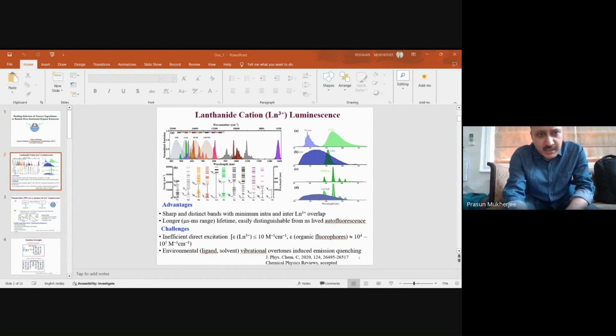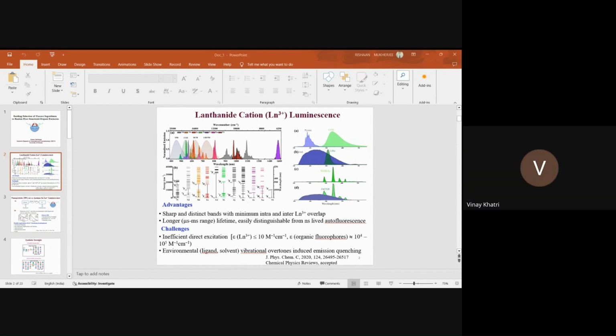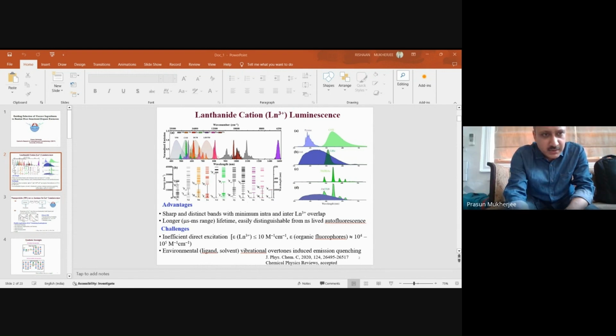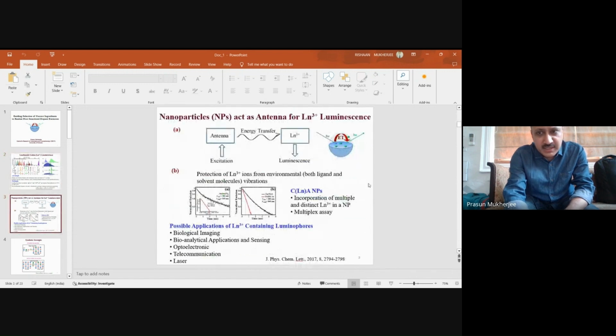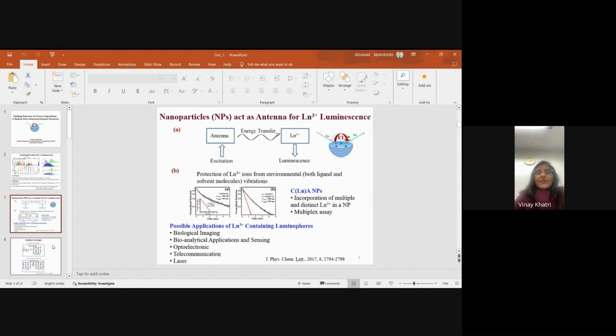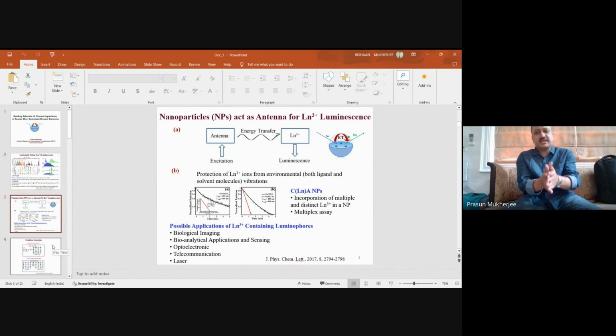Yes, now it's been written here: lanthanide cation, Ln3+ luminescence. Yes, I understand. So now you can see the third slide. Yes, we can see it. Nanoparticles act as antenna. That is the slide I was discussing just now.